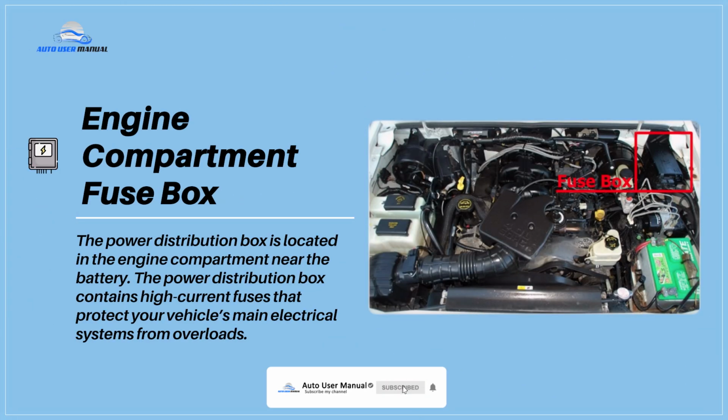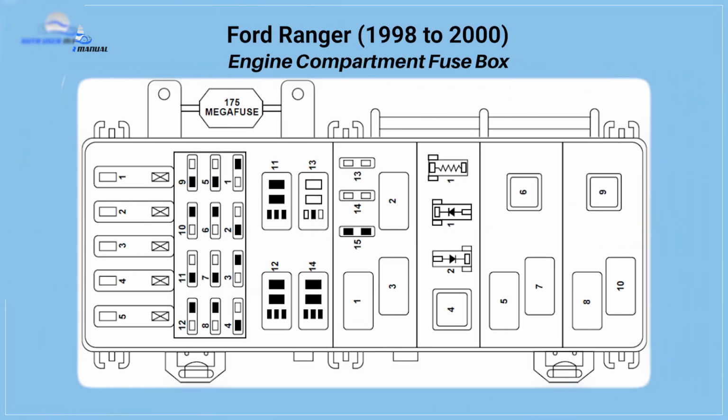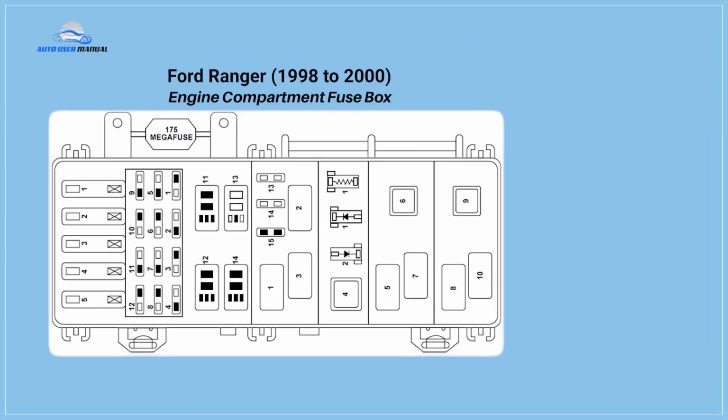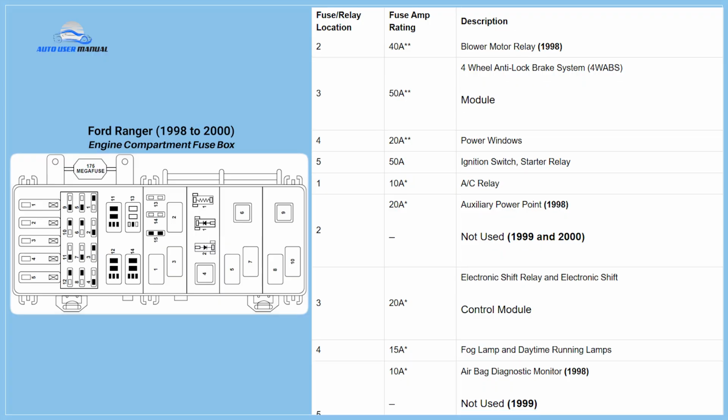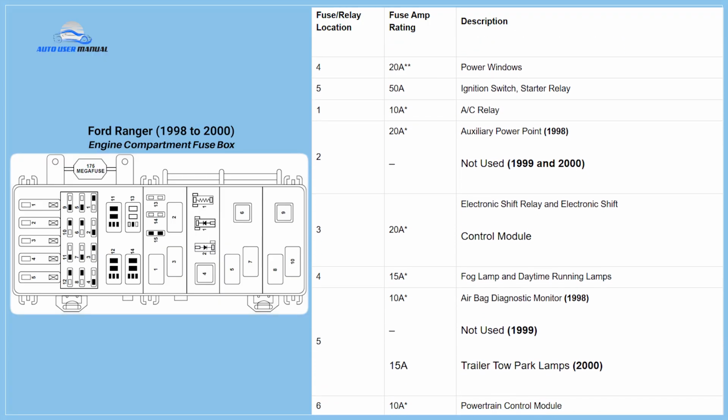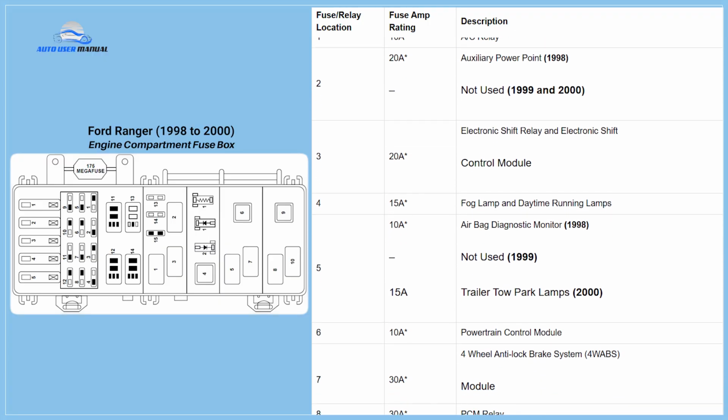Engine compartment fuse box. The engine compartment fuse box in 1998 to 2000 Ford Ranger models distributes and protects power for engine-related systems such as the ignition, fuel pump, and cooling fans.